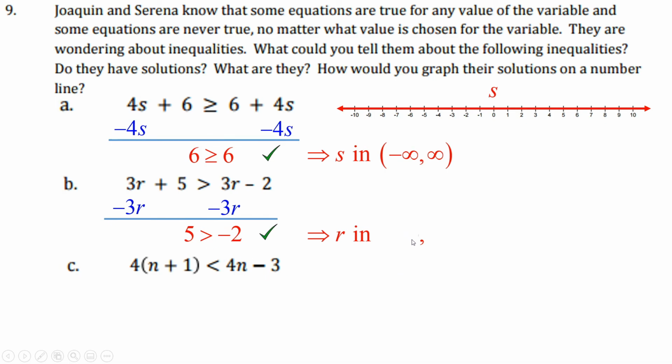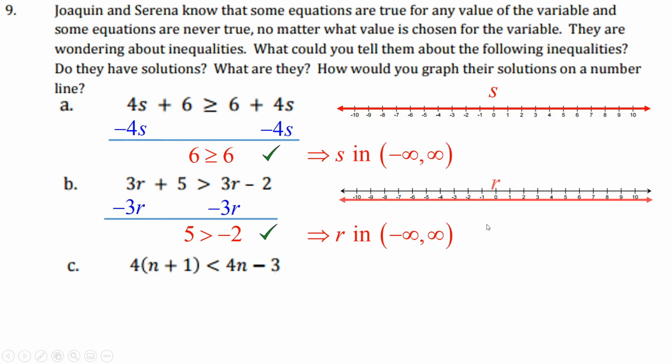So our left bound is negative infinity, which we can never reach. And our right bound is infinity, which we can never reach. So again, r is in the set of real numbers. And that graph looks just like the graph above, except instead of s, now we're talking r's.